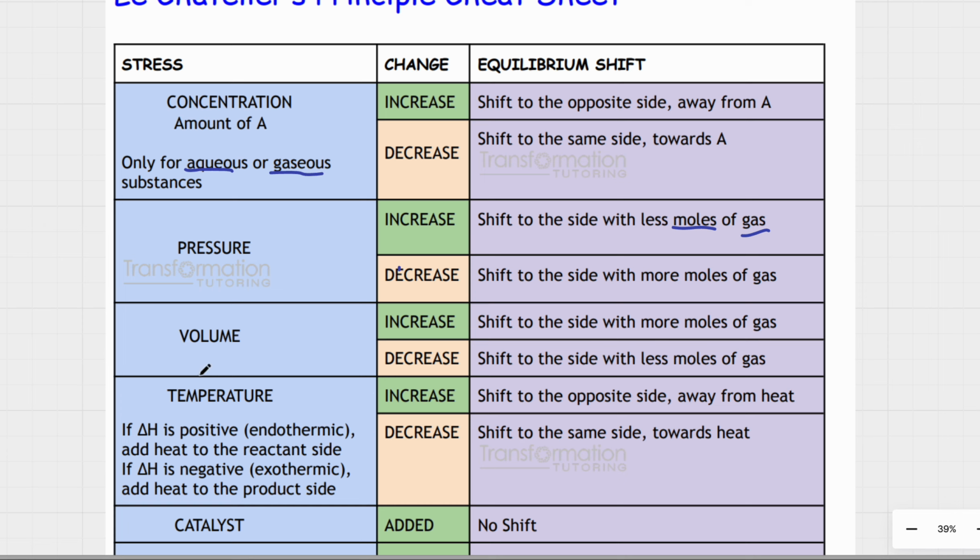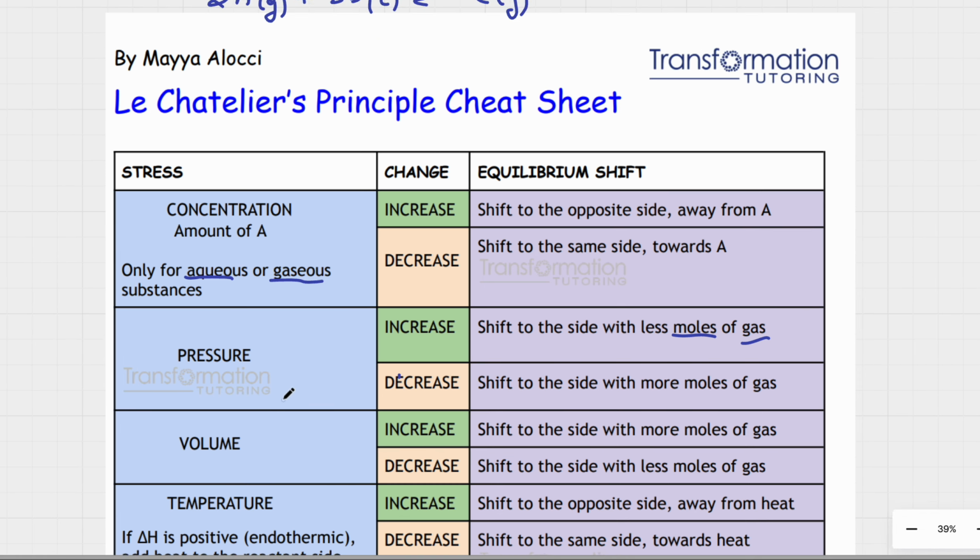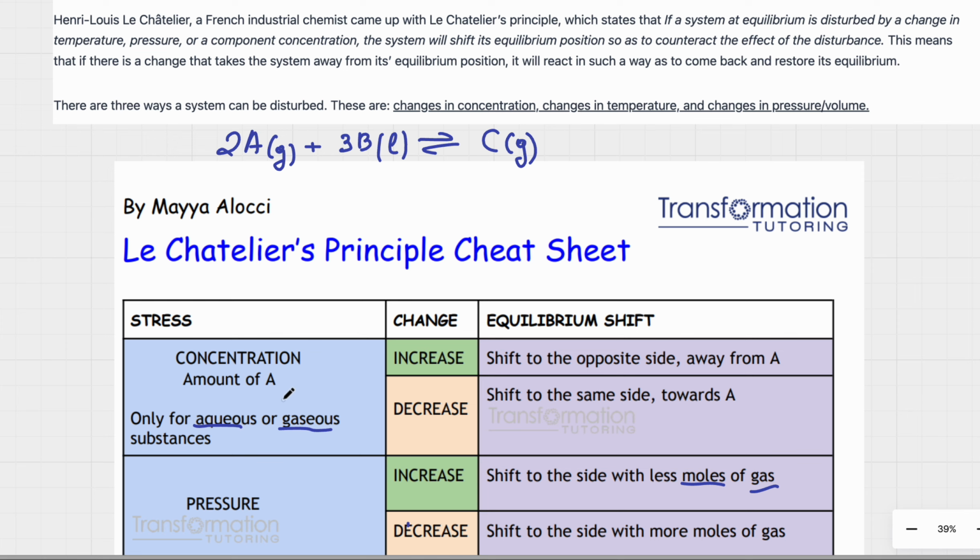Temperature is another thing that will affect your equilibrium. So if your question mentions temperature, then the first thing that you must do for your equation is to figure out if your reaction is exothermic or endothermic. Either in the question, you will be told that the reaction is exothermic or endothermic, or you will be given delta H. If your delta H is positive, that means your reaction is endothermic. And if your delta H is negative, that means your reaction is exothermic.